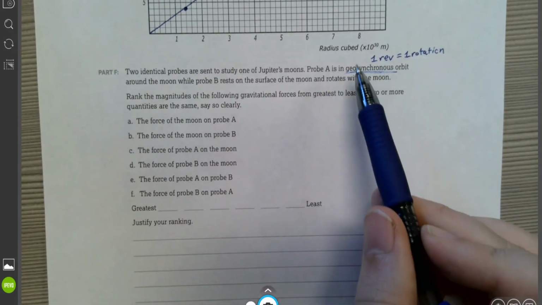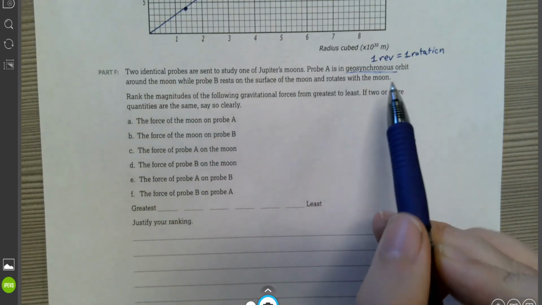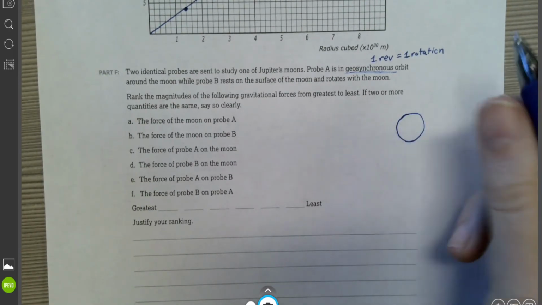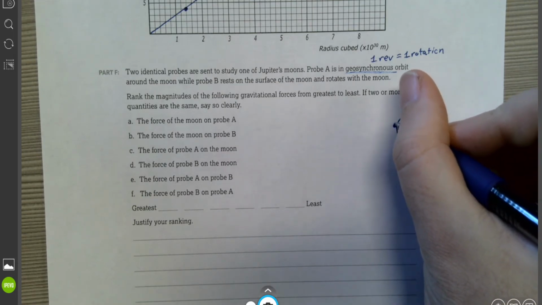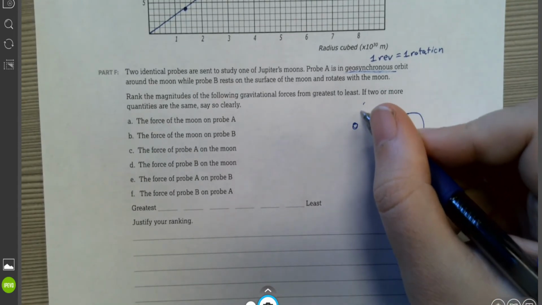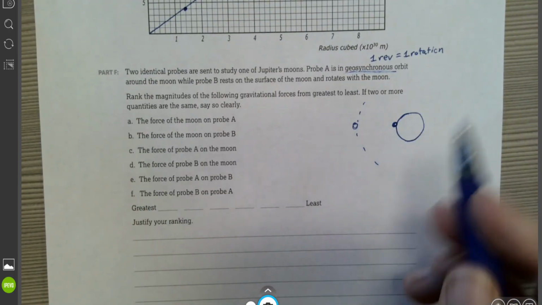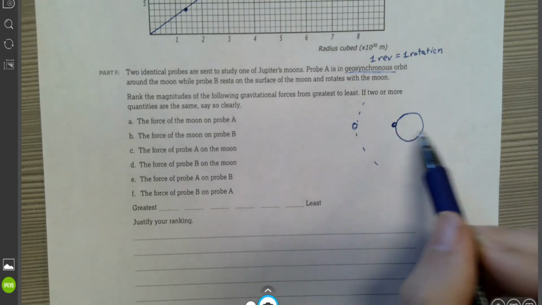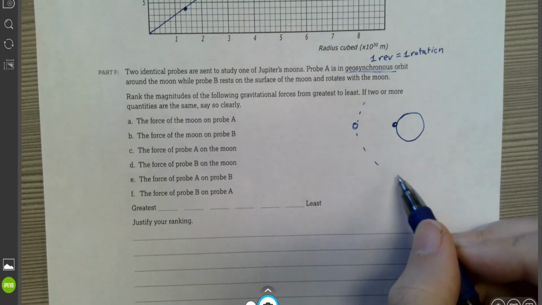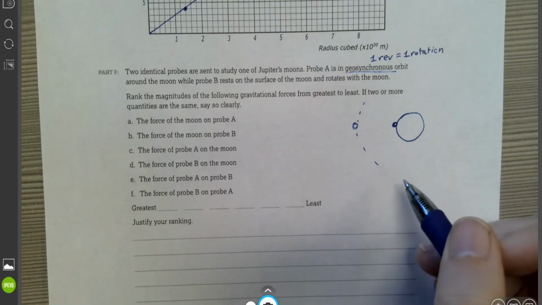Okay, so one of those is in geosynchronous orbit around the moon, and then probe B rests on the surface of the moon and rotates with the moon. Okay, so we have a moon, I guess we should say, and one of the probes is right here, and then the other probe is out here in geosynchronous orbit. So what that means is that as one of these rotates, the other one rotates along with it. So these will always be in a straight line to each other. If they were both down here, then the satellite up here, probe A, would be in a straight line with the center of mass and probe B.